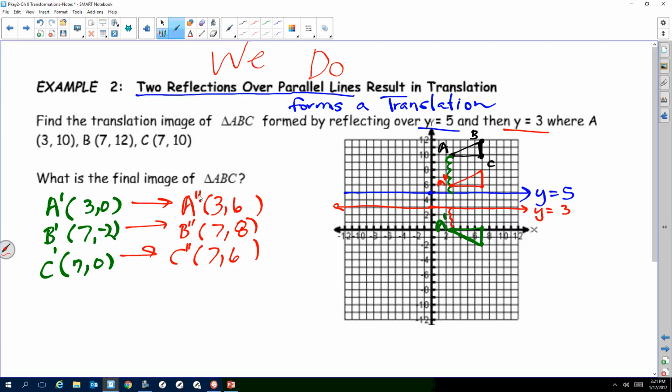So the preimage, our original, to our last image. If I compare the first to the last, this was just a translation. It just basically slid down. Okay. So whenever you reflect over parallel lines, that becomes a translation.